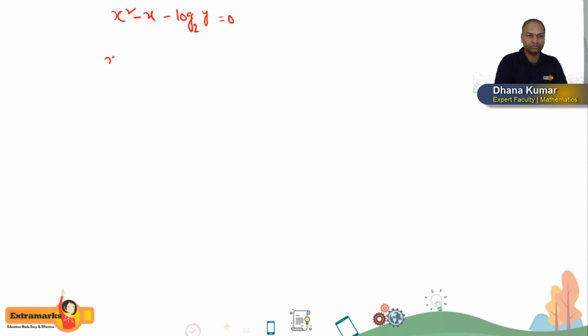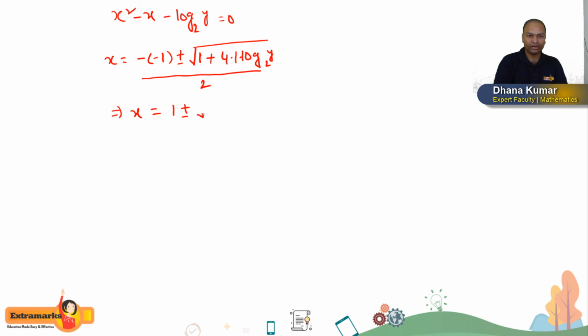X is equal to minus b, x coefficient minus 1, so minus 1 plus or minus root of minus 1 whole square, that is 1, b square minus 4ac. C means constant term, that is minus into minus plus log y base 2 whole divided by 2a, that is 2. So implies x is equal to 1 plus or minus root of 1 plus 4 log y base 2 whole divided by 2.